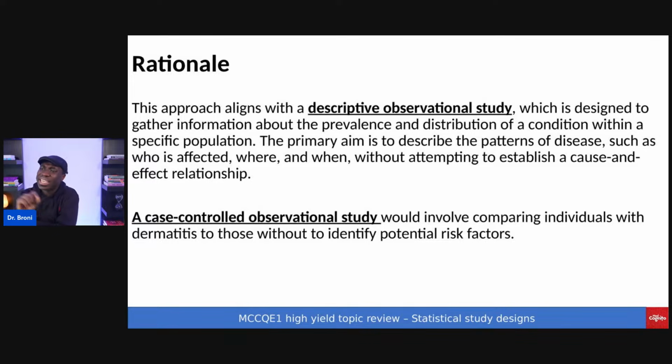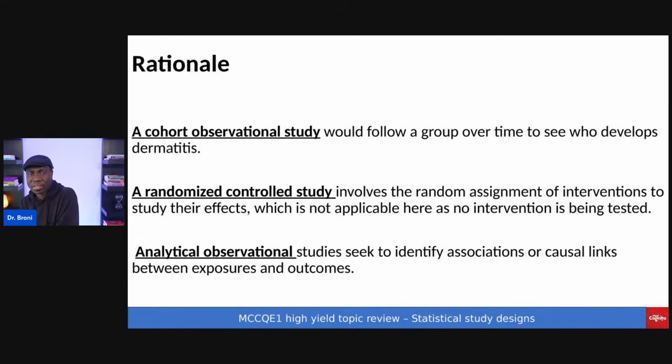Why is it not a case control study? You realize that a case control study would involve comparing individuals with dermatitis, that is the case, with those without dermatitis. So in a case control study, you are going to deal with people who have dermatitis versus people who don't have dermatitis to identify potential risk factors. Then you ask yourself, okay, what probably is the reason why these people have this particular disease and this other group who don't have that particular disease?